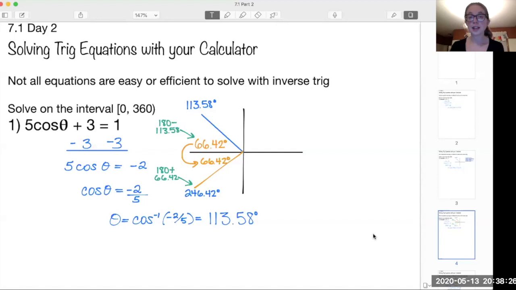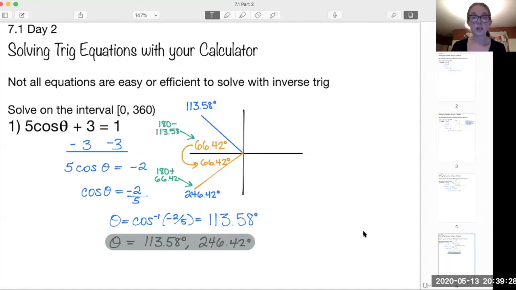So to get the second solution to this equation, we would first have to find the reference angle for 113.58 by subtracting it from 180 to find the space between that blue angle and the negative x-axis, which is 66.42. And then we'd have to realize that we want our second solution in third quadrant, so that's also going to have a reference angle of 66.42 because all angles whose cosine is negative 2/5 should have the same reference angle. And then to find the actual answer angle, we'd have to add 66.42 to 180 to get 246.42.